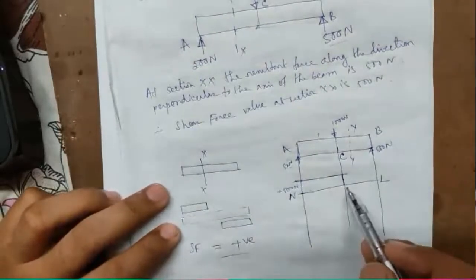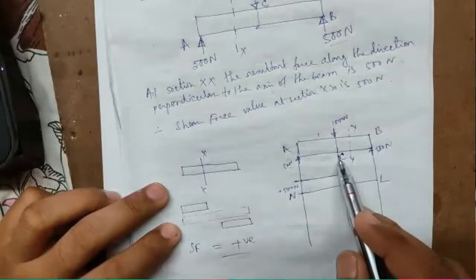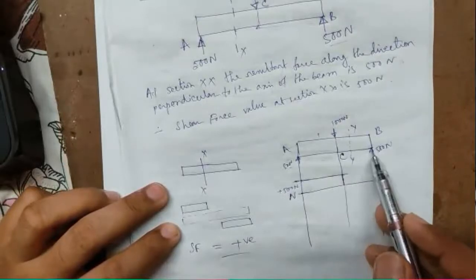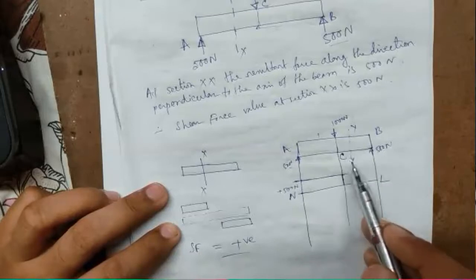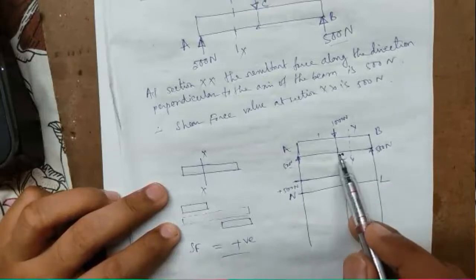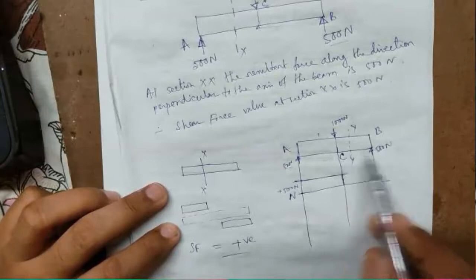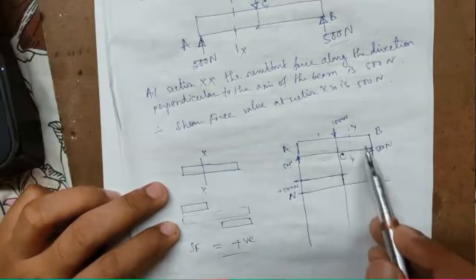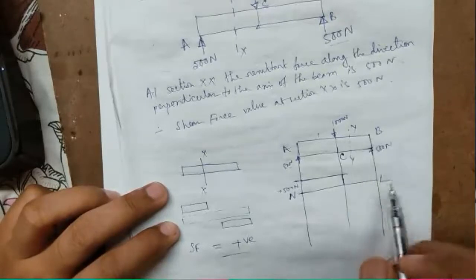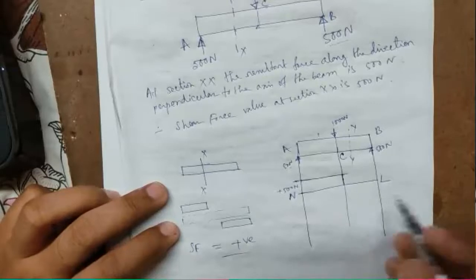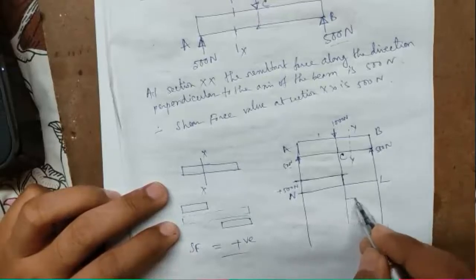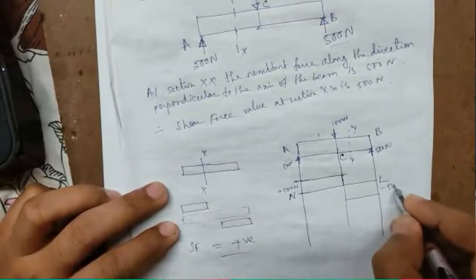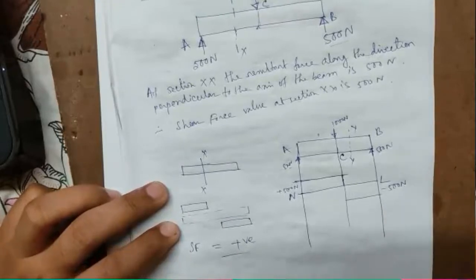So up to which length it will be negative? Up to point C. Between this B point and C point, you take any section. If the YY is just before the C here, then also this 500 Newton will be trying to move this section upward. So that will be negative. So from B to C, it will be minus 500 Newton shear force. So the diagram is as such.